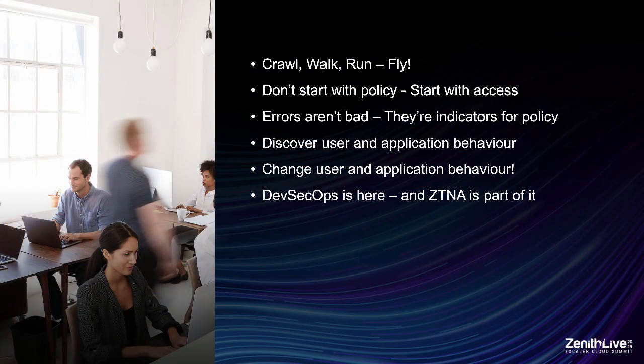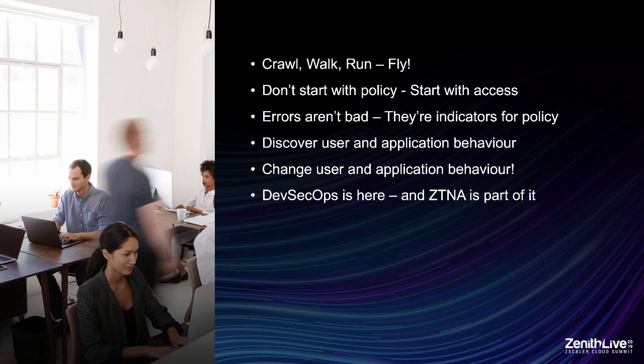So the recommendations: don't try to fly. Don't even try to run before you can crawl. Crawl, walk, run, fly. Take a systematic, programmatic approach to implementing Zscaler Private Access. Don't start with policy. I think we want to benefit from all of those policy benefits that ZPA gives us. But if you start with policy, you're invariably going to have some challenges with that access. So start with access and build policy on later. And then remember, errors aren't bad. They're indicators for policy. Maybe they're indicators for policy of access, or indicators for the policy you build around which connectors should be used for a flow.